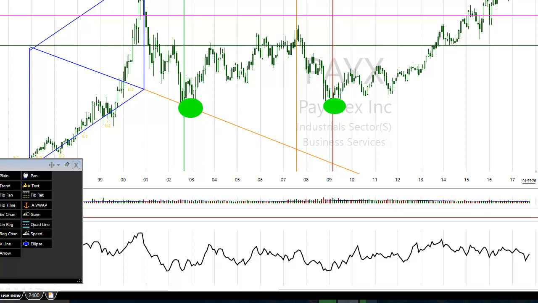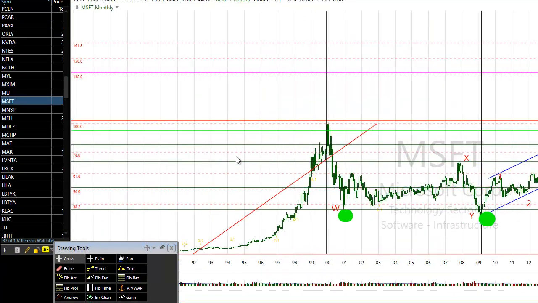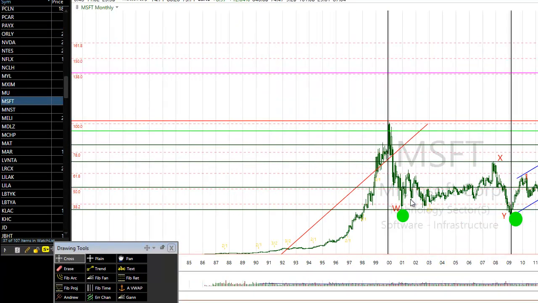So here it is. I will show you one example very fast. I'm looking at Microsoft stock. Here it is again. This is the WXY wave, and at that point we see again a double bottom. So the opposite will be true.